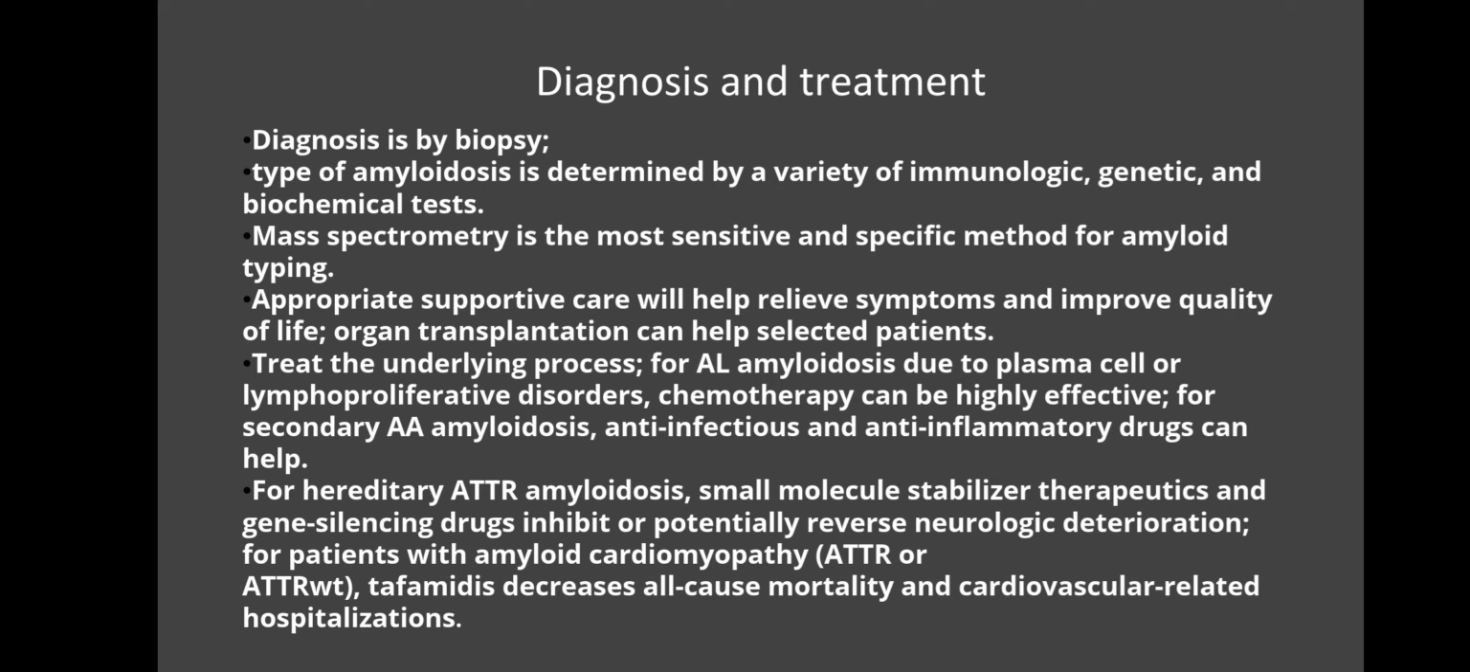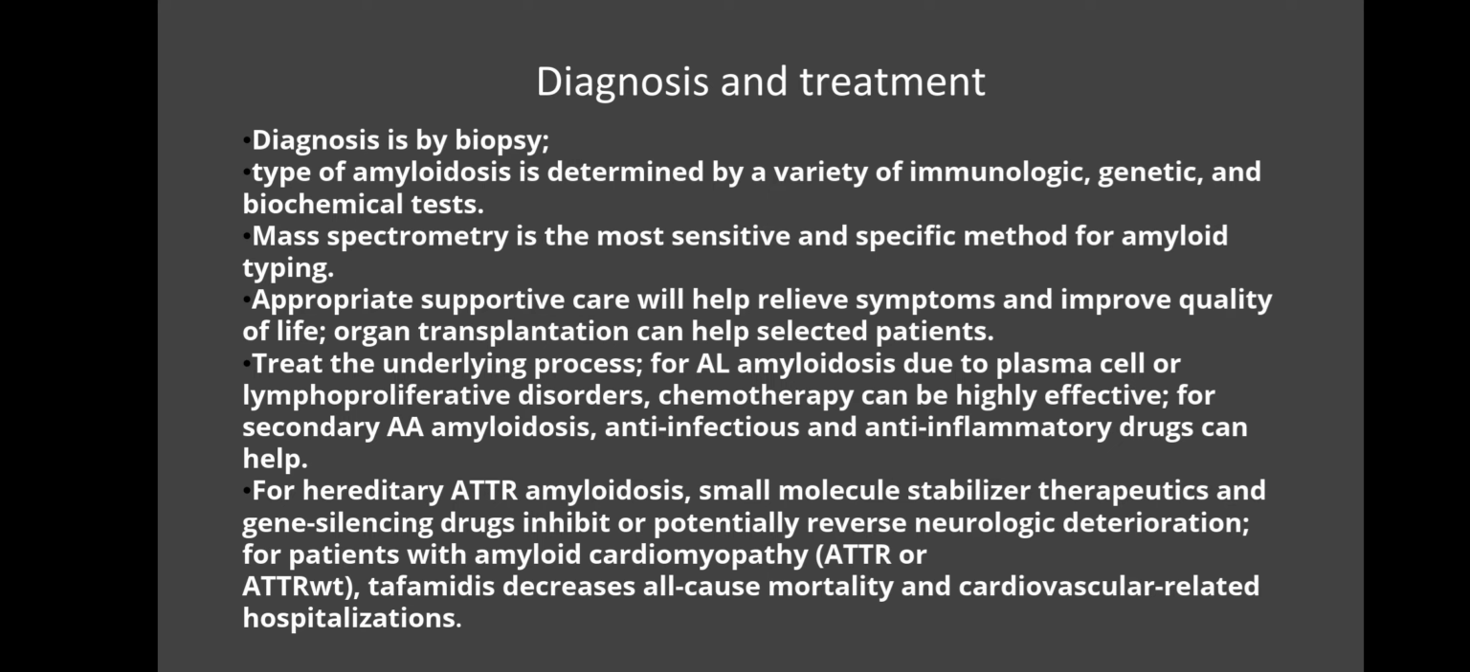So, mainly diagnosis is by biopsy. The type of amyloidosis is determined by a variety of immunologic, genetic, and biochemical tests. Mass spectrometry is the most sensitive and specific method for amyloid typing. Okay, what happens with treatment? Appropriate supportive care will be given, because there is no treatment for decreasing or removing those deposits.